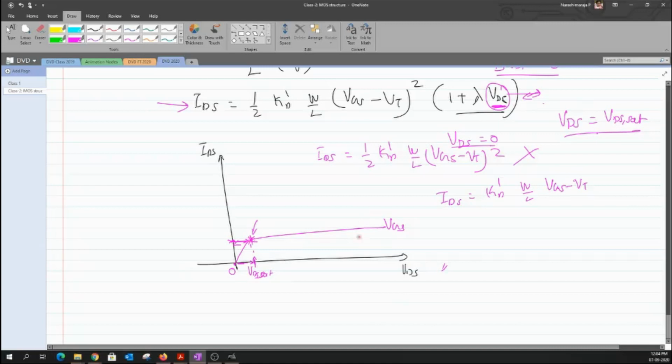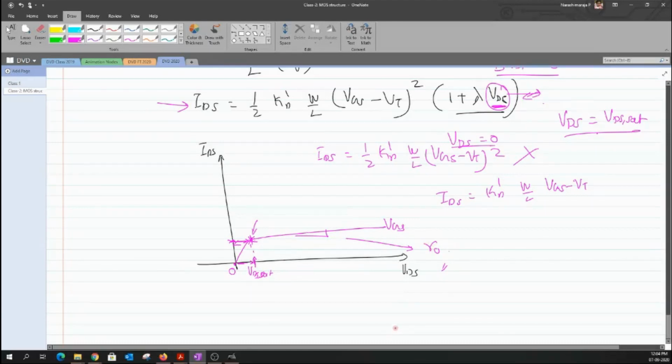Because we have a proportionality constant with respect to VDS, with respect to IDS, we will have some sort of slope value. And we call this a kind of channel length modulation. And in the case of the small signal model, it is because of this slope that we end up having a drain to source resistance, R0 or RDS.